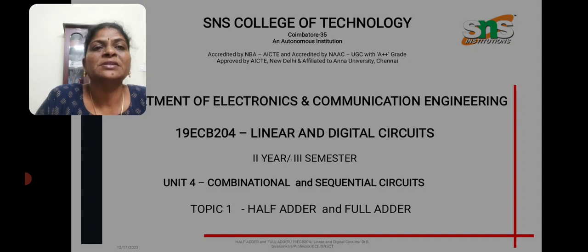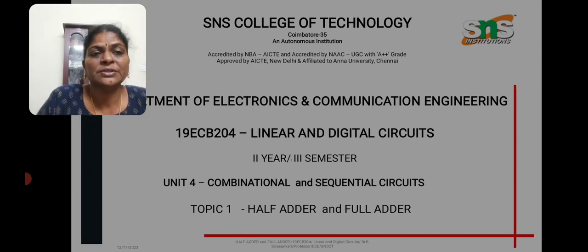in combinational logic circuits. As we all very well know, there are combinational circuits and sequential circuits. In a combinational circuit the output depends only on the present input, and in a sequential circuit the output depends on both present and previous inputs. Examples of combinational circuits are adder, subtractor, multiplexer, demultiplexer, encoder, decoder, etc.